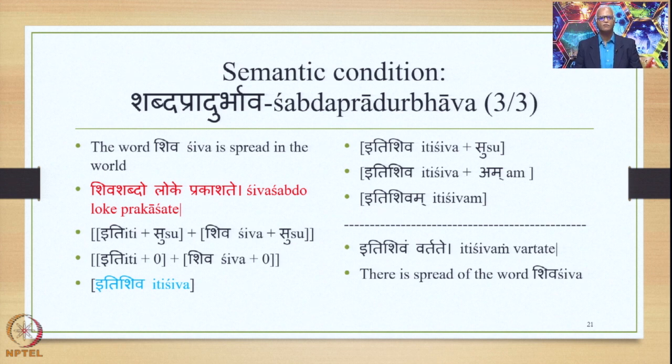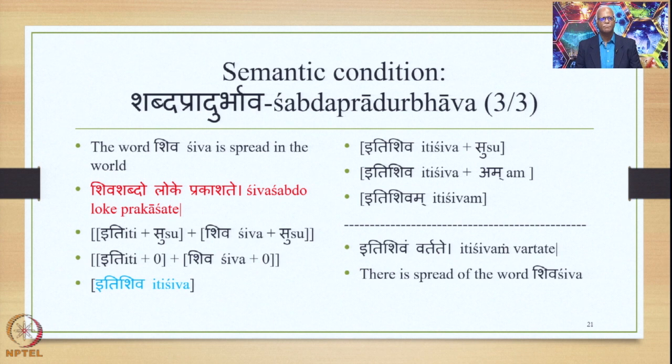Similarly, if the meaning to be conveyed is the word Shiva is spread in the world, Shiva shabdo loke prakashate, we have the alaukika vigraha, iti plus su, plus Shiva plus su, then both the sus are deleted, so we have iti plus zero, plus Shiva plus zero, and so the compound output would be iti Shiva. Now, since this ends in short a, iti Shiva plus su, and su is substituted by the sutra navyayibhava datomtva panchamyaha, and then we apply the sandhi rule, so we get iti Shivam. When we use it in the sentence, we say iti Shivam vartate, there is spread of the word Shiva in the world. Similarly, iti Panini vartate, abalam iti Panini vartate.